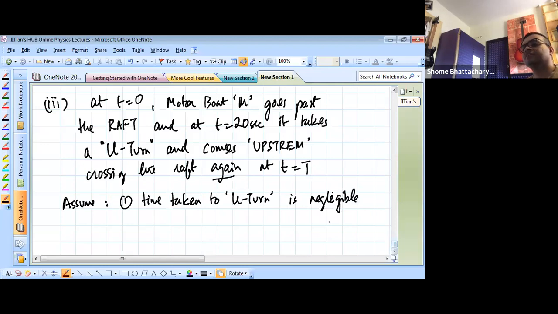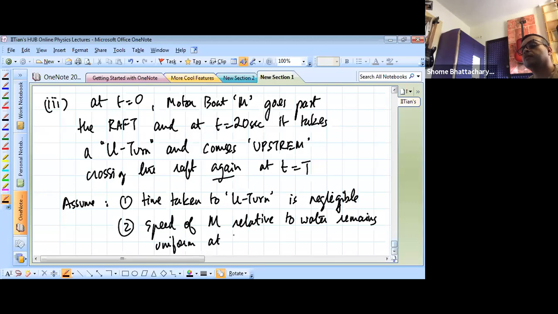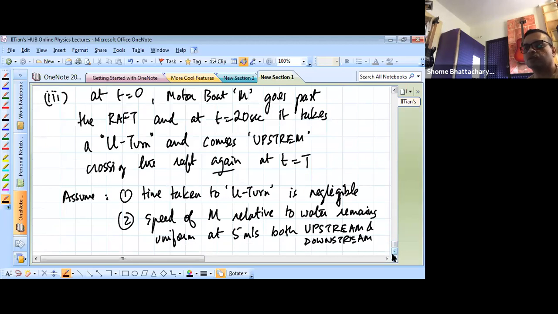So we assume that the turn is completed in negligible amount of time. And the speed of the motorboat relative to water remains uniform at 5 meters per second, both upstream and downstream. So the boat always has a constant velocity of magnitude 5 meters per second relative to the water, whether it's going upstream or downstream.